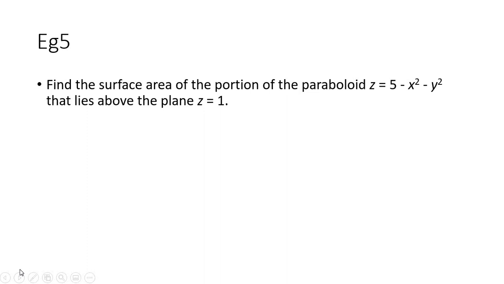Okay, now example number 5. Find the surface area of the portion of the paraboloid z equal to 5 minus x squared minus y squared that lies above the plane z equal to 1. This one has negative signs, so the paraboloid is inverted, opening down to negative infinity, with the maximum point at z equal to 5. So this is the paraboloid.